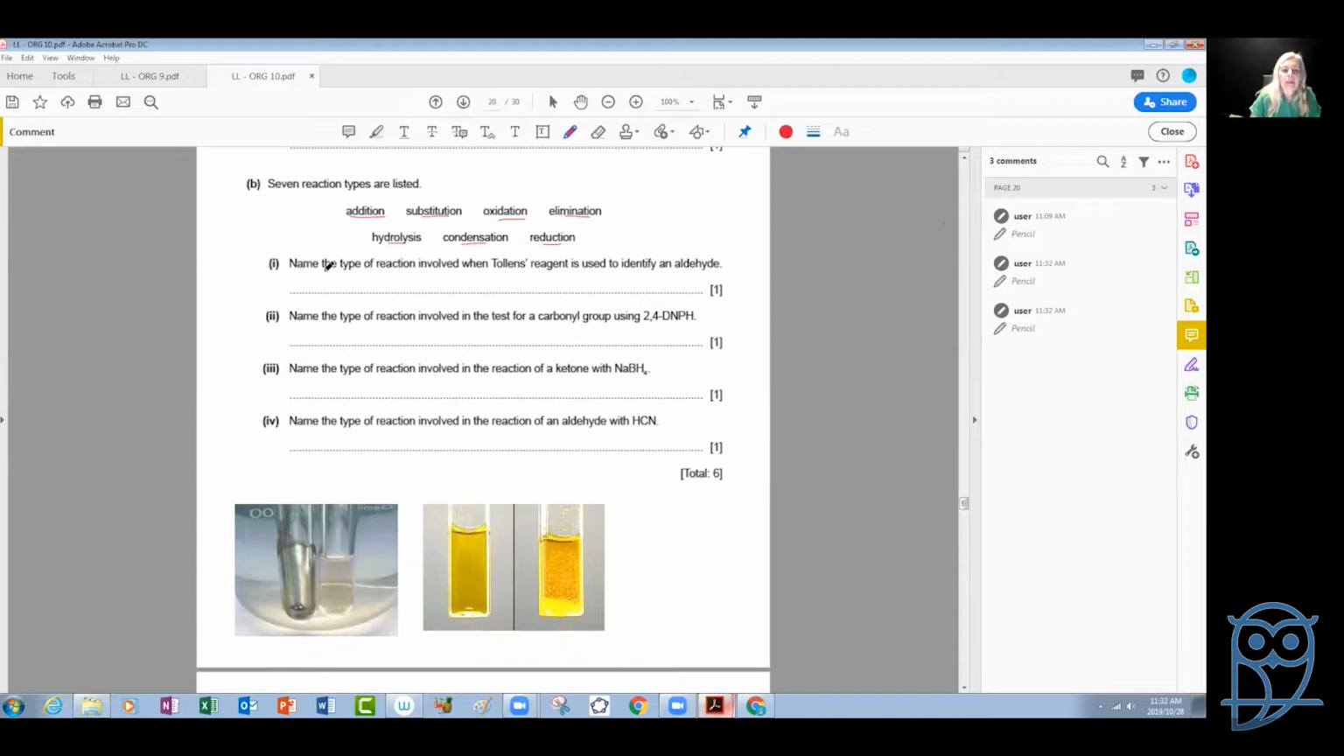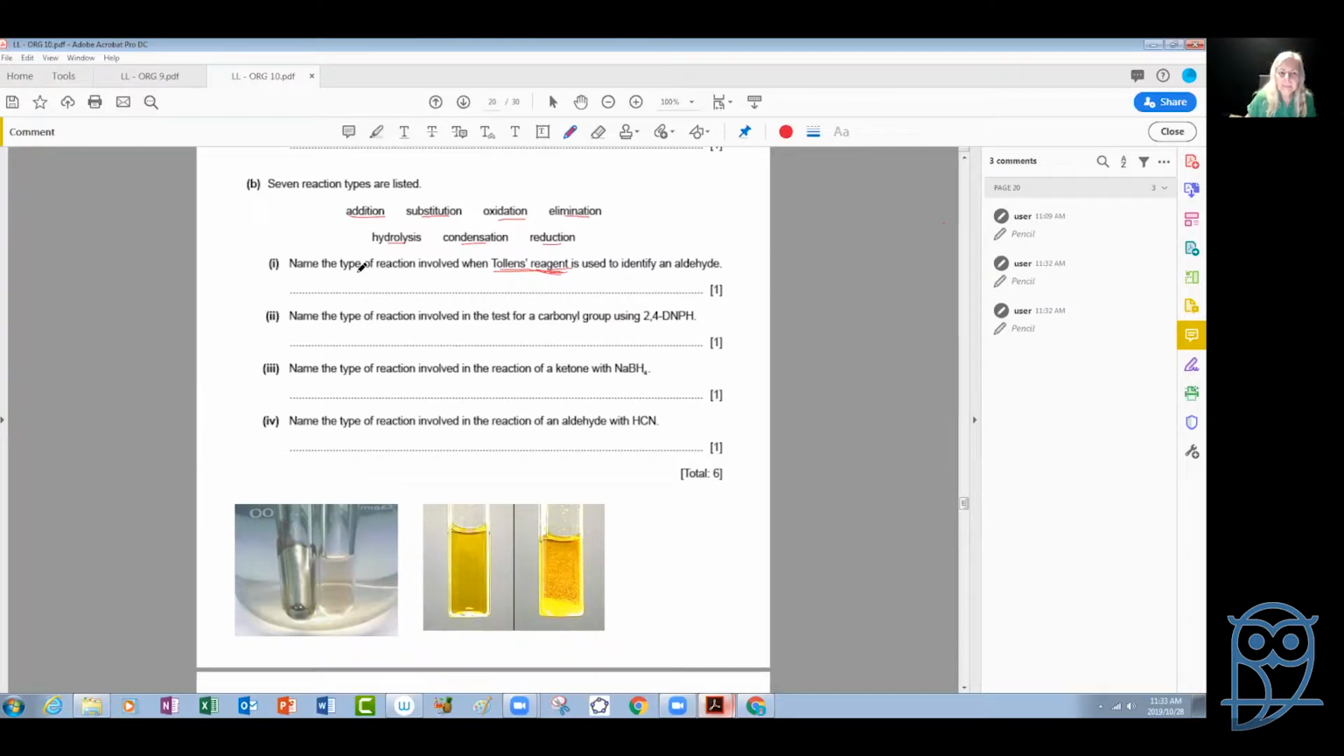Now let's see. So Tollens reagent. The Tollens reagent, remember, is an aqueous solution of silver nitrate, which is dissolved in quite a lot of excess ammonia to make the solution alkaline. That is because it's important whether the solution is alkaline or acidic. Okay, name the type of reaction involved when Tollens reagent is used to identify an aldehyde. Well, this is obviously an oxidation, the oxidation of the aldehyde or the reduction of silver in the reagent.